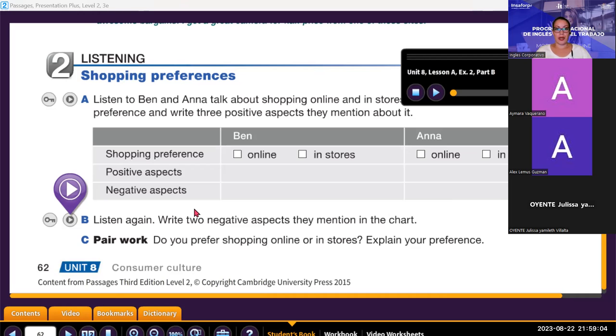Were you able to write the two negative aspects, or do you need to listen one more time?